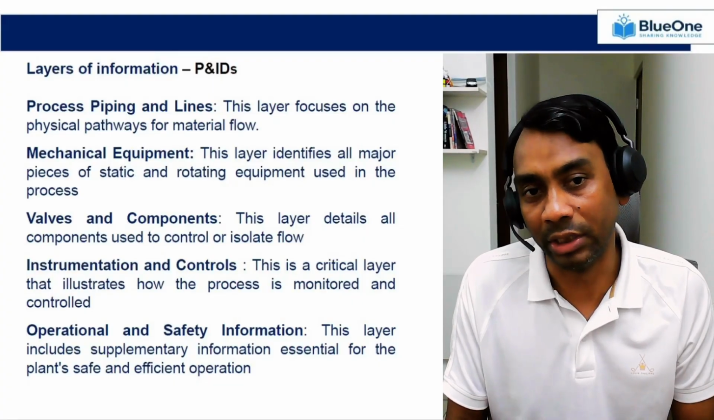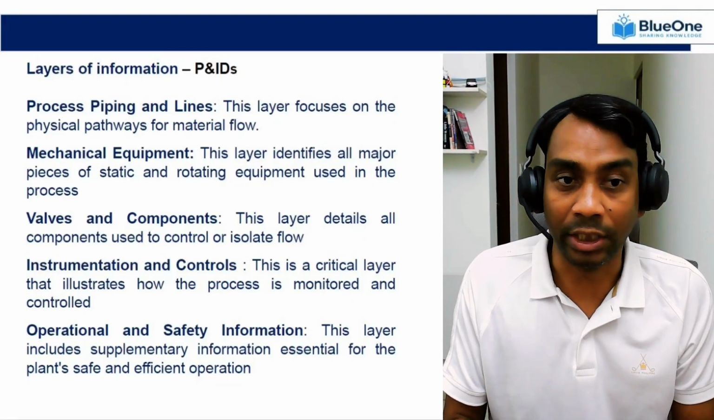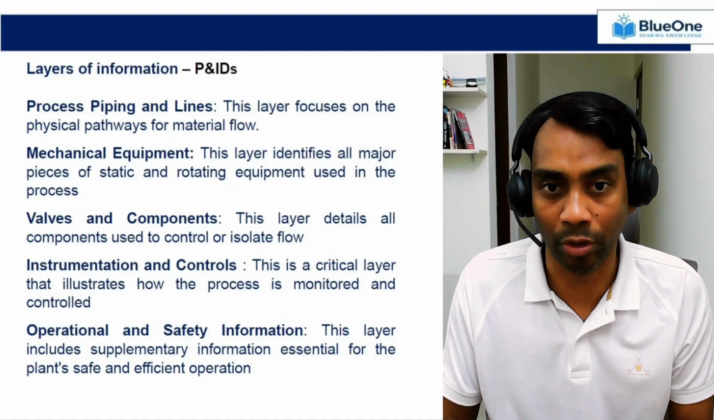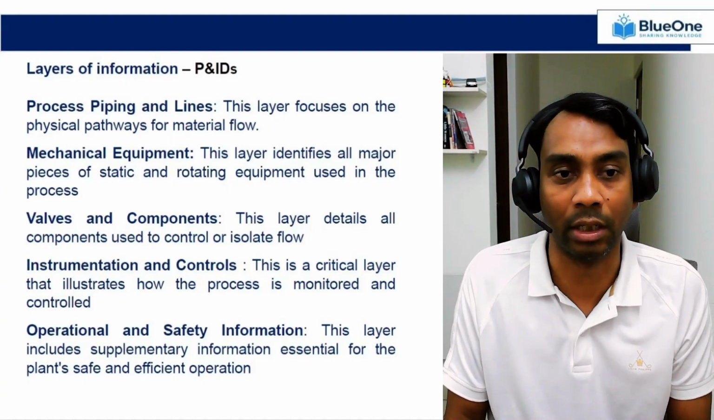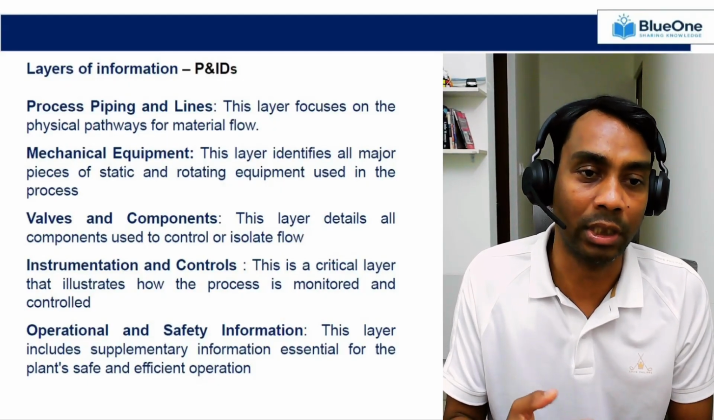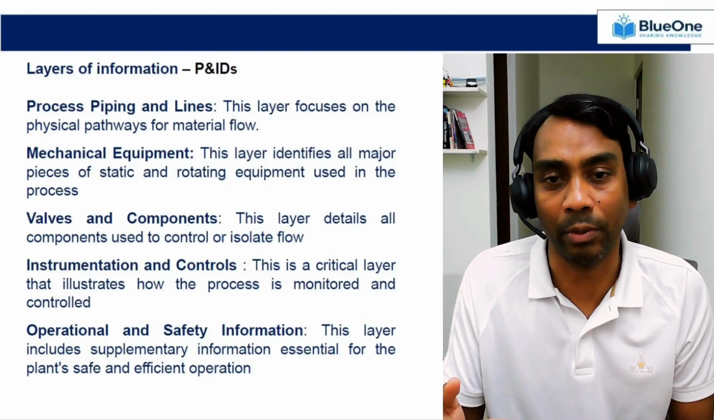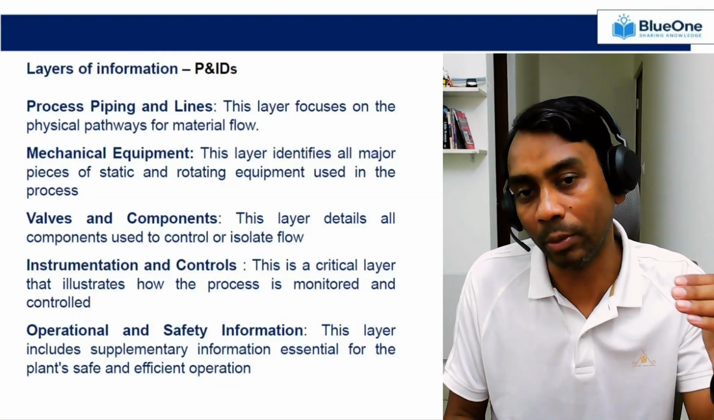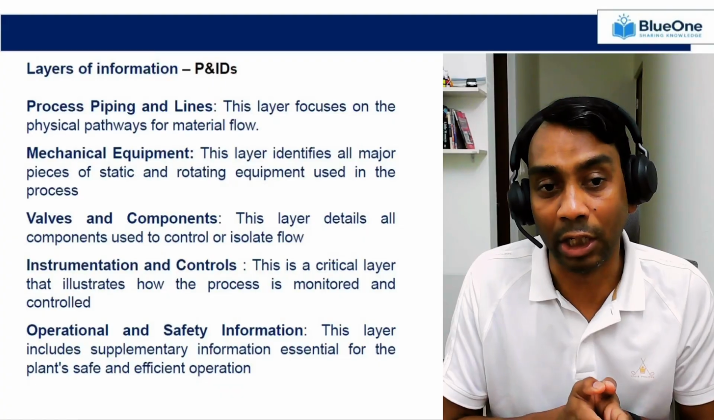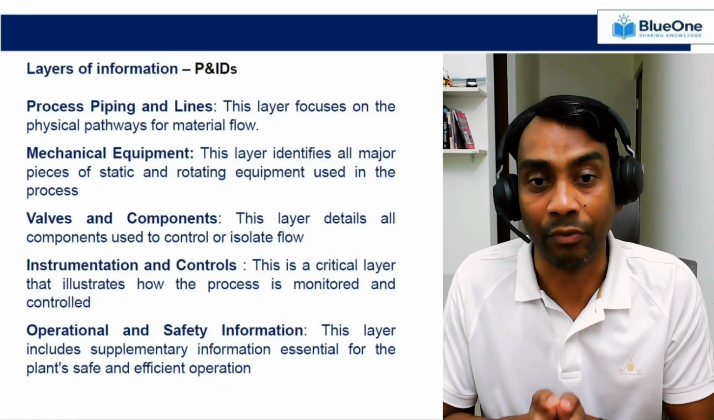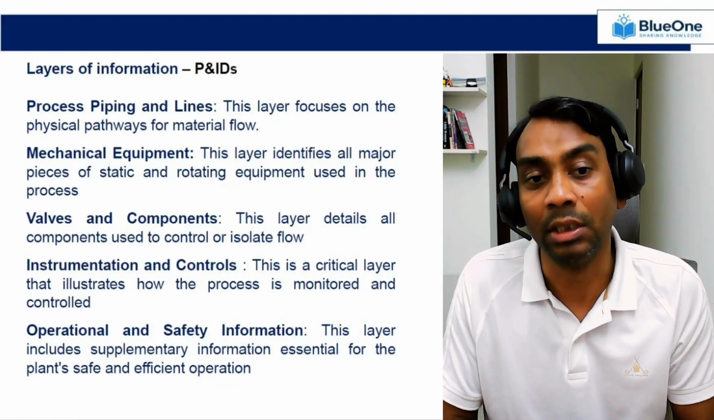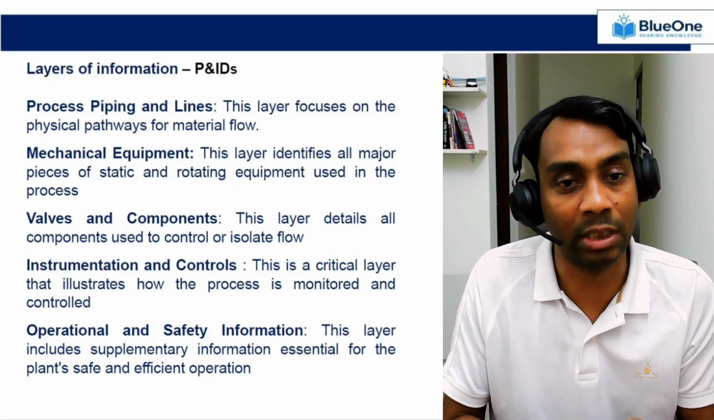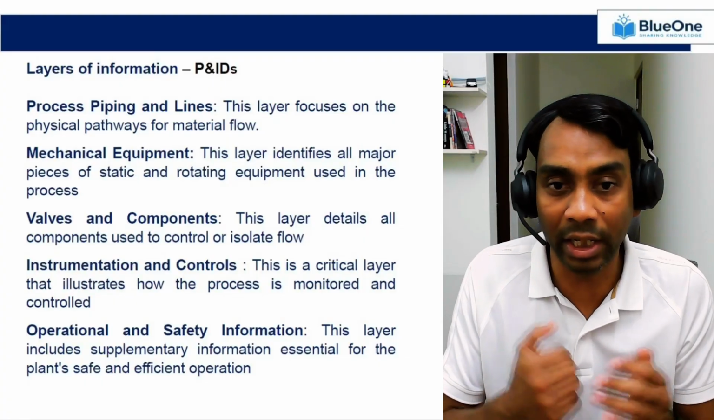So layer 4 is instrumentation and control. This is a critical layer that illustrates how the process is monitored and being controlled throughout the process life cycle. And the fifth layer is very important. It's operational and safety information. So if you look at the P&ID, on the right side of the P&ID or maybe on top of the P&ID, this particular layer includes supplementary information, which is very essential for the plant safety as well as efficient operation. It may be in the form of notes, it may be in the form of some guidelines.